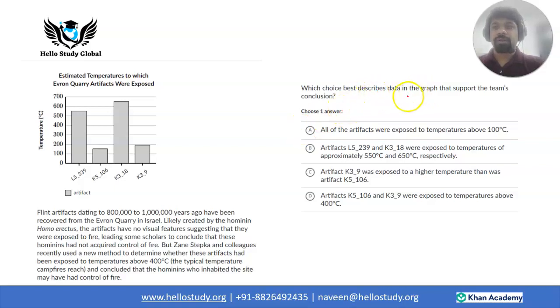Okay, this is Command of Quantitative Evidence, and the question is which choice best describes the data in the graph that supports the team's conclusion. So let's see what the team's conclusion is. The argument, this piece of information, says that the artifacts dating these many years ago have been recovered, and then it says that some scholars, based on whatever information is given, conclude that these hominins had not acquired control of fire.